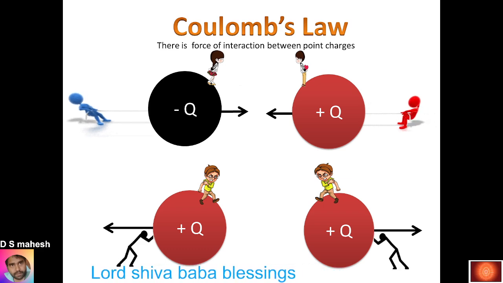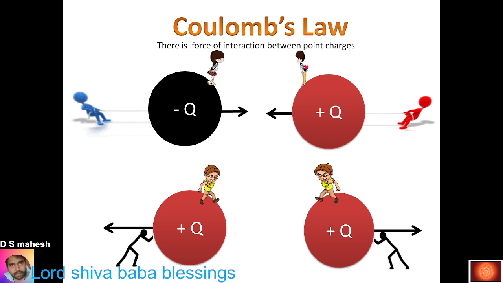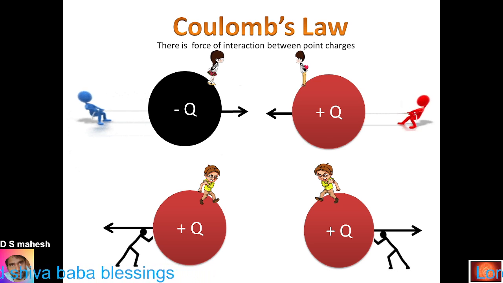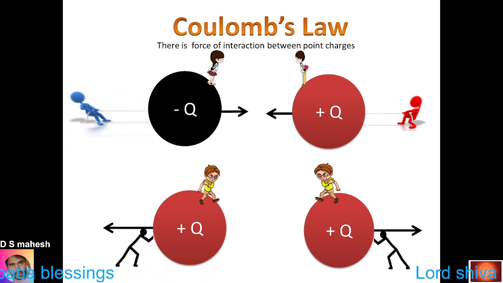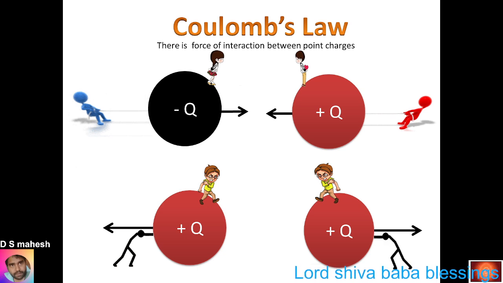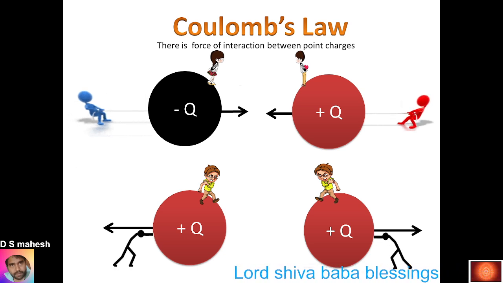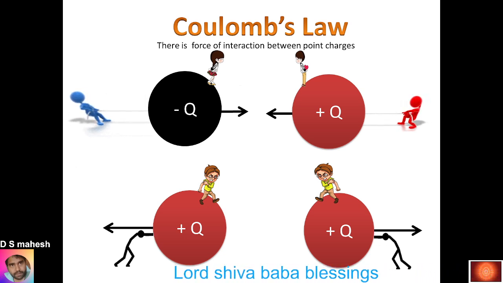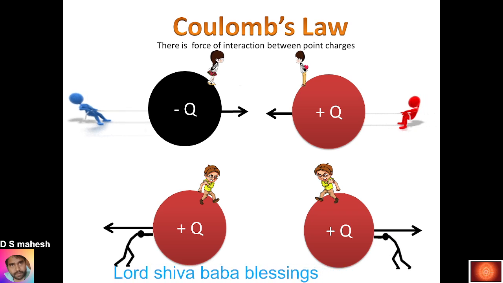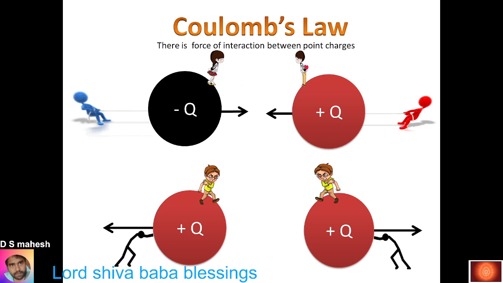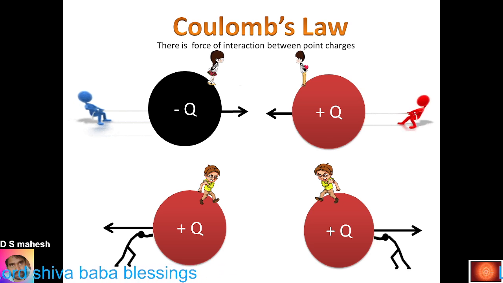Today we'll be learning about Coulomb's law. In the previous video, we came to know that a neutral body can be charged either by adding negative charges or by removing the negative charges. And we have learned some of the methods of charging, that is by friction, induction and by contact.